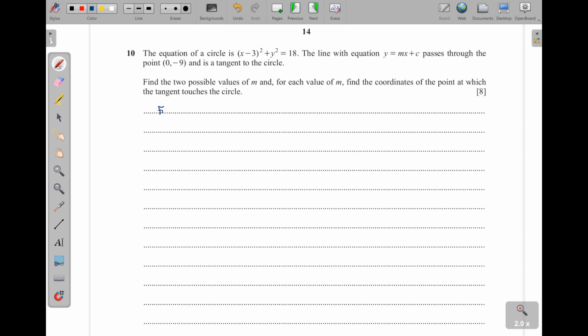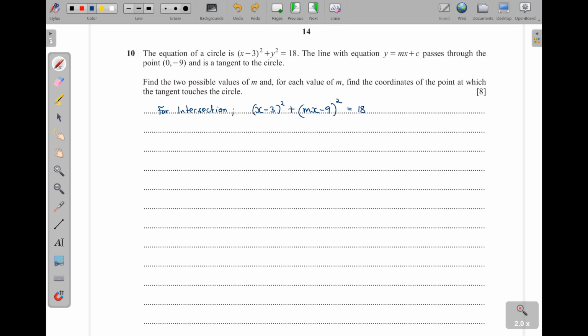So for intersection, we are supposed to solve these simultaneously, by substitution. Where there is y, I'm going to put this one here. So I will have (x minus 3) squared, then plus, this y is going to be mx minus 9. Remember, c is equal to that value. Then after that, of course, we have to square, then is equal to 18.